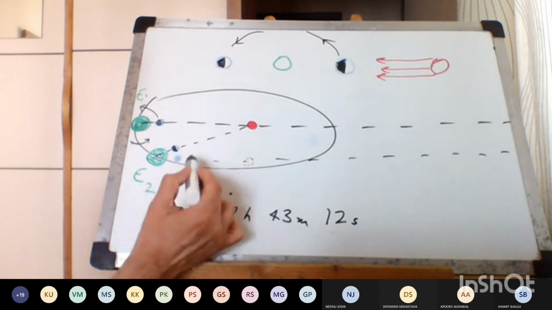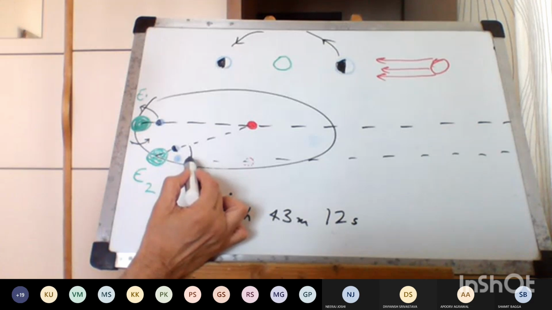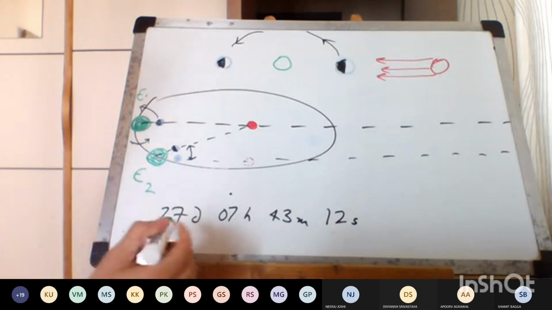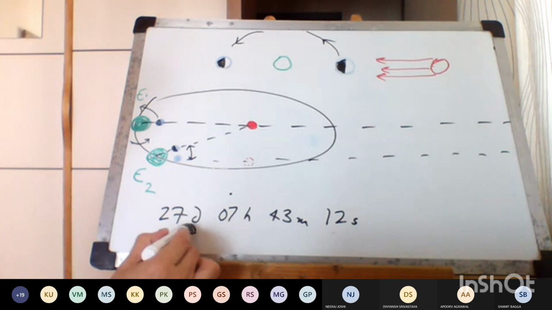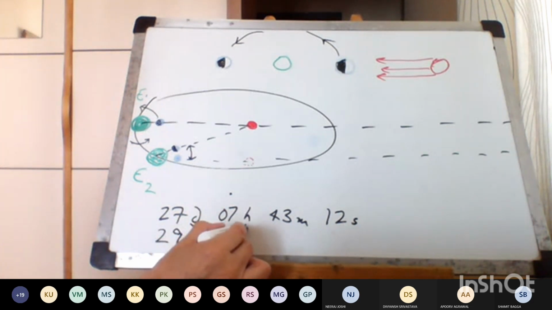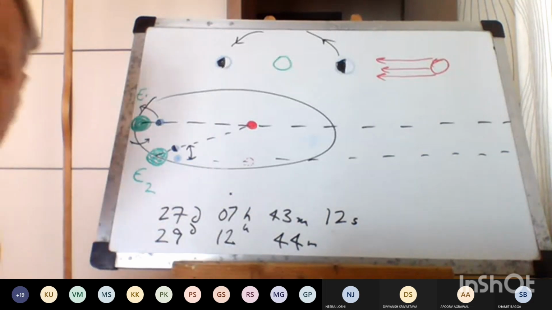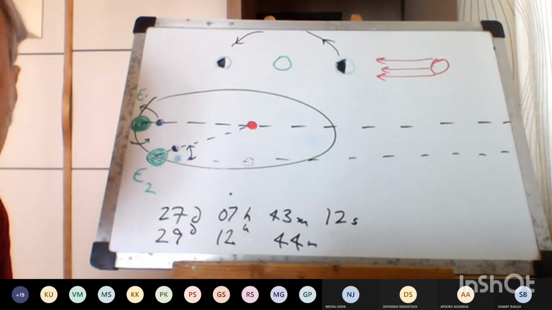So there is this small angle over here which has to be covered by the moon, about 12.2 degrees or whatever. This angle has to be covered by the moon. So it takes a little longer. That longer period is 29 days, 12 hours and 44 minutes. This is called the synodic period of the moon.